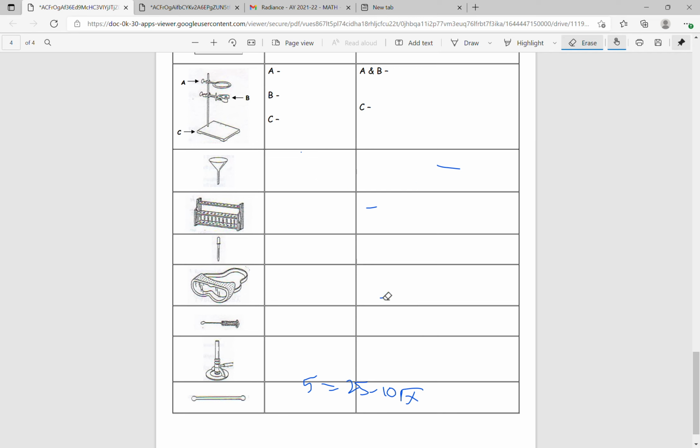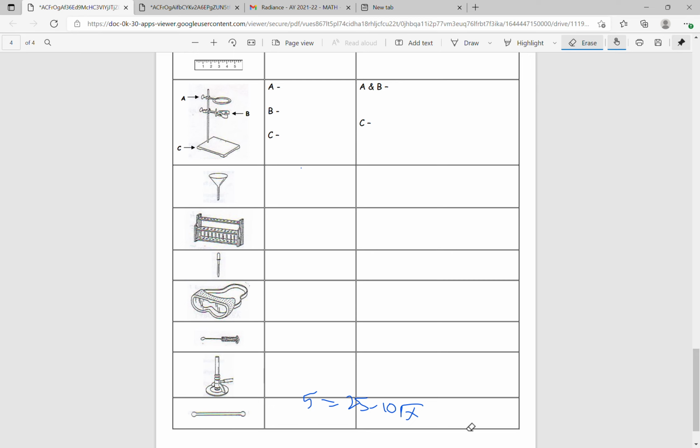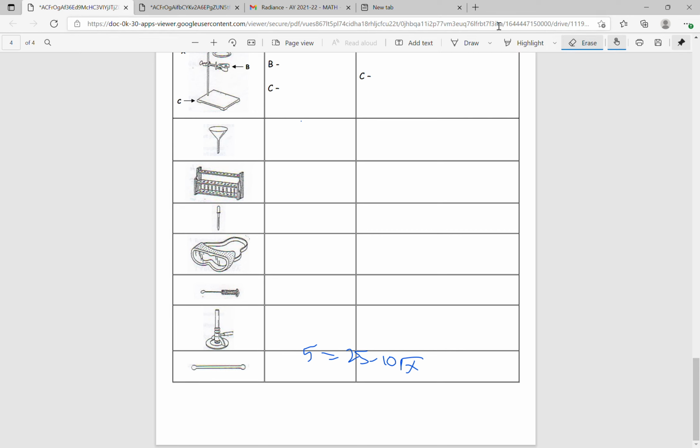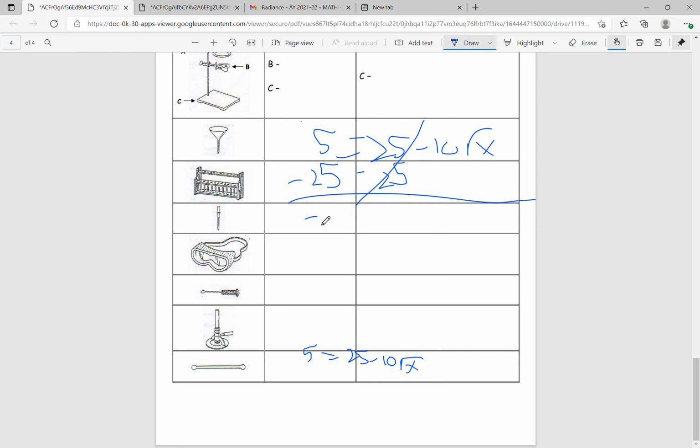In order to solve 5 equals 25 minus 10 times the square root of x, what I recommend doing is moving the 25 to the other side. That way we have the radical by itself. So let me rewrite it here: 5 equals 25 minus 10 square root of x. We want to move the 25 to the other side so we have the radical by itself, so we subtract both sides by 25. 5 minus 25 is negative 20. Good, negative 20 equals negative 10 times the square root of x.